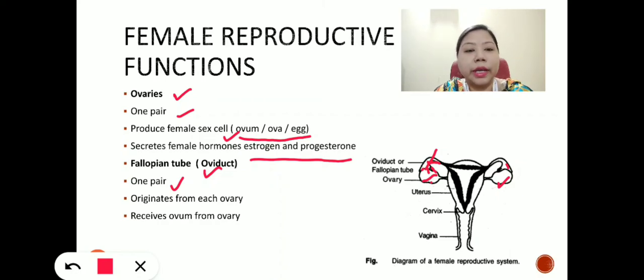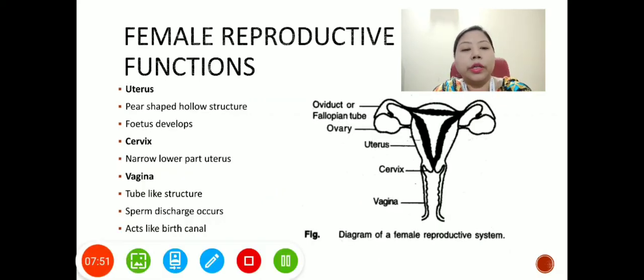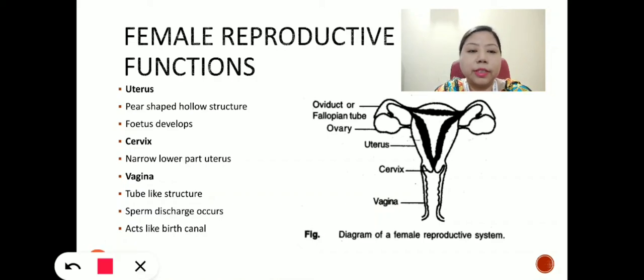So the fallopian tube also is only one pair present in the female reproductive system, that means 2 on either side. Then it originates from each ovary, and its main function is to receive the ovum from the ovary. Now let's look at the other component of the female reproductive system.